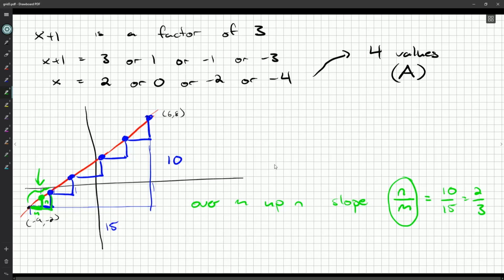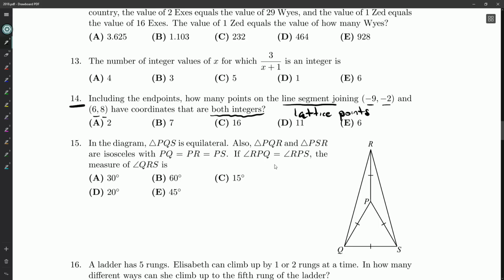So that's how I can be confident that it's just over 3 up 2, over 3 up 2, and this is exactly where my lattice points will lie. So I've got 1, 2, because remember we want to count the endpoints, 3, 4, 5, 6 of them. So 6 is going to be our answer. So there we go, E, 6.